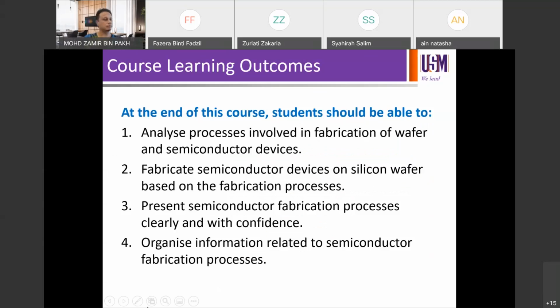All right, so as I said in our very first lecture, at the end of this course, you should be able to, so we're not able to do one of the main things in this subject, unfortunately. So you should be able to analyze processes involved in fabrication of wafer and semiconductor devices. We've gone through all the materials, discussed a couple of case studies and issues, and gone through a bit of calculation as well. So you should be able by now to analyze processes in terms of the difference, the properties.